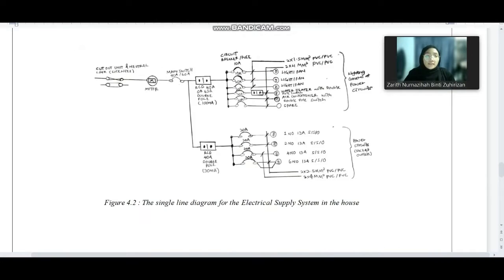After that, in this experiment, we have to draw the single line diagram for the electrical supply system in the house.